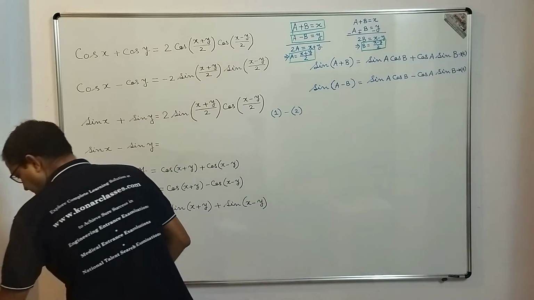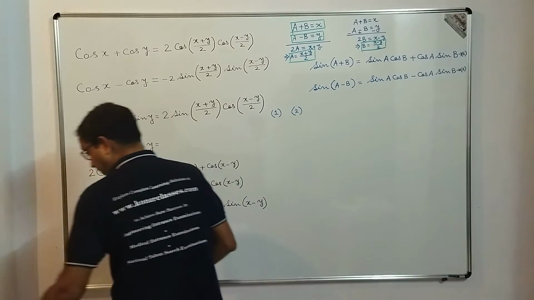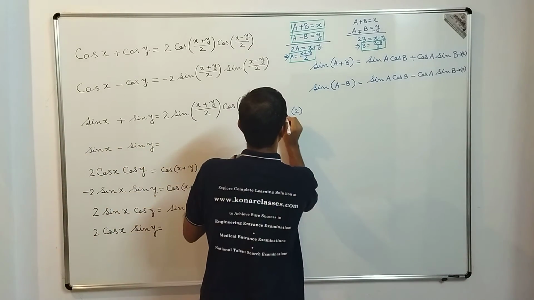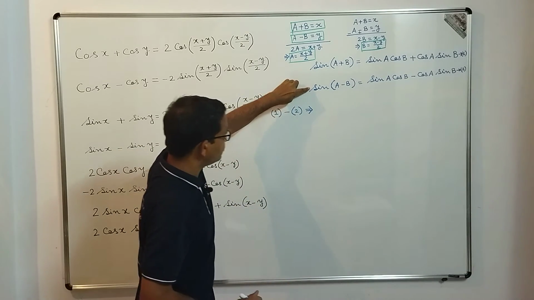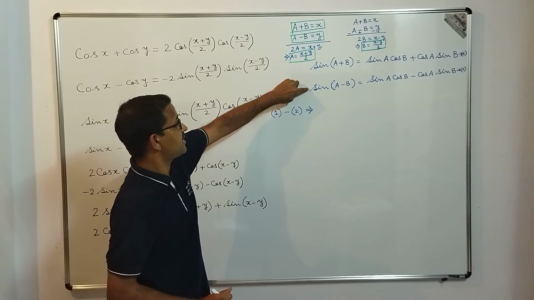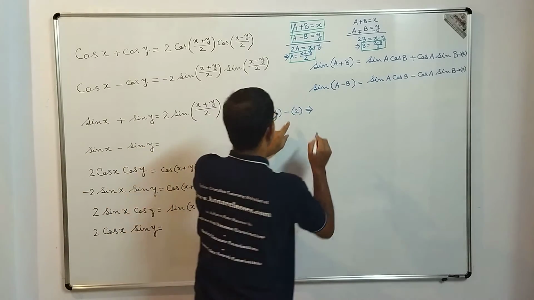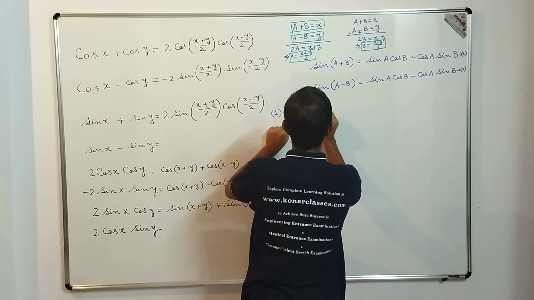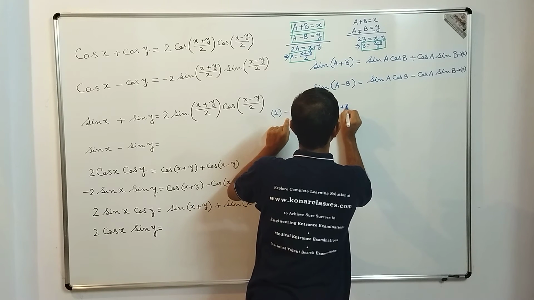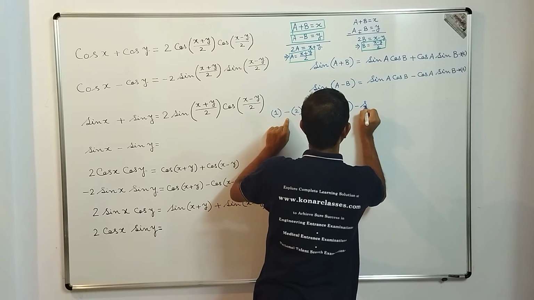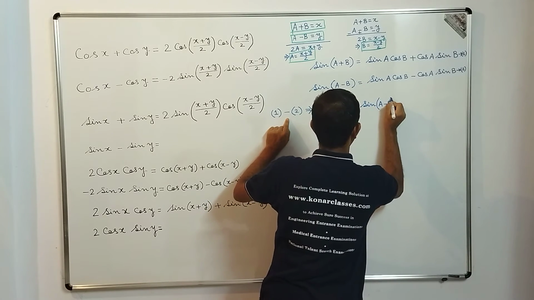So let me use the blue color. So what we are going to do is 1 minus 2. That means both sides of the equation 2 are subtracted from both sides of the equation 1. What we are going to get is that in the left hand side we get sine of a plus b minus sine of a minus b, right?